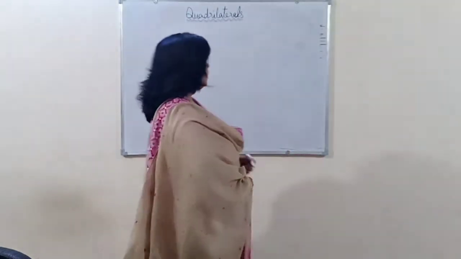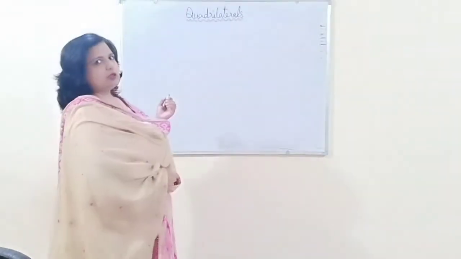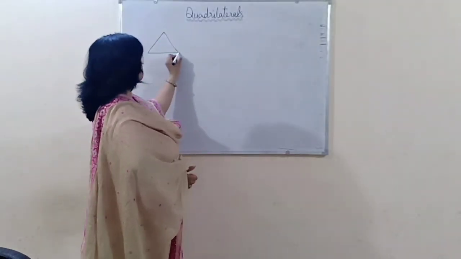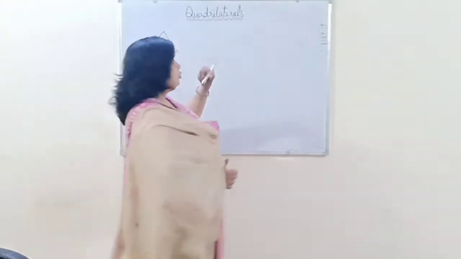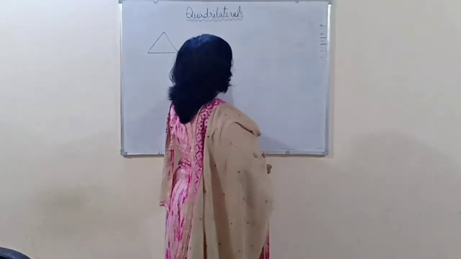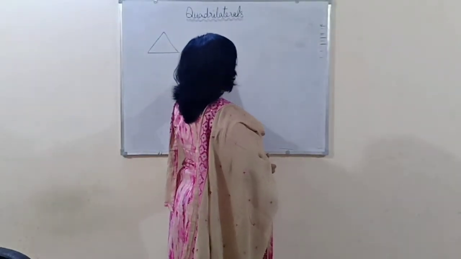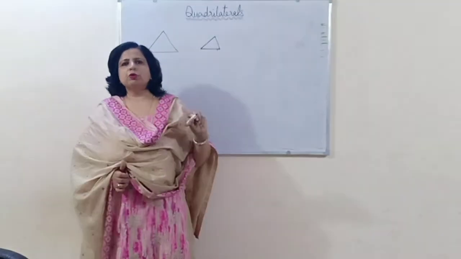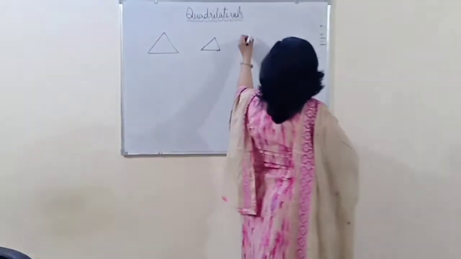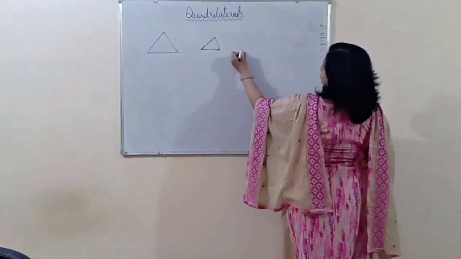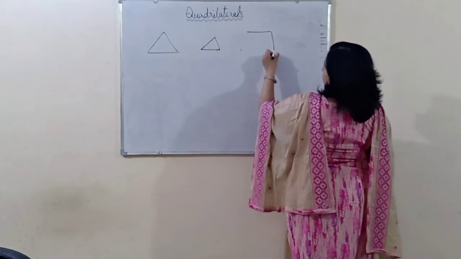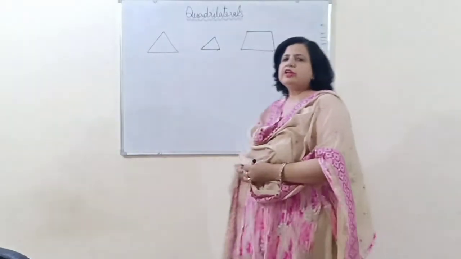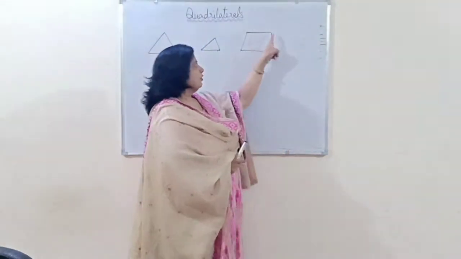Now, in your earlier classes, you have studied about triangles, that if we join three non-collinear points, the figure we get is a triangle. Now, if four non-collinear points are joined, then the figure we obtained is a quadrilateral. So, a quadrilateral is a four-sided figure.